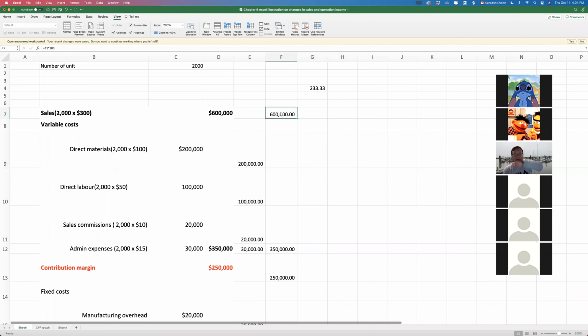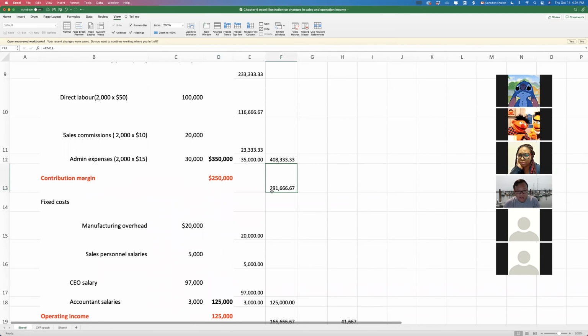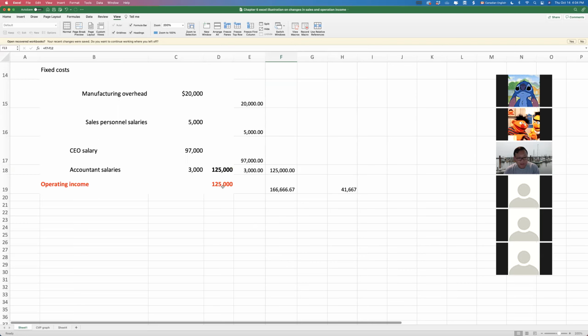Now, in order to increase the sales by 100,000, I need to make this number 700,000. So how many units do I need to make? I need to make 700,000 divided by 300, so 2,033 units. Now my sales is 700,000, and my contribution margin is 291,667. It used to be 250, and now it's 291. The difference is 41,667. The operating income used to be 125, and now it's 166,667. The difference is 41,667.